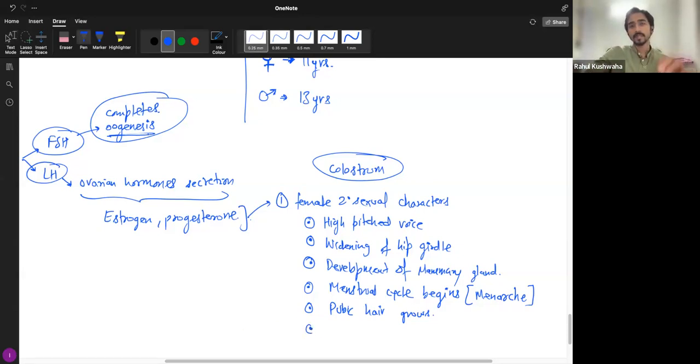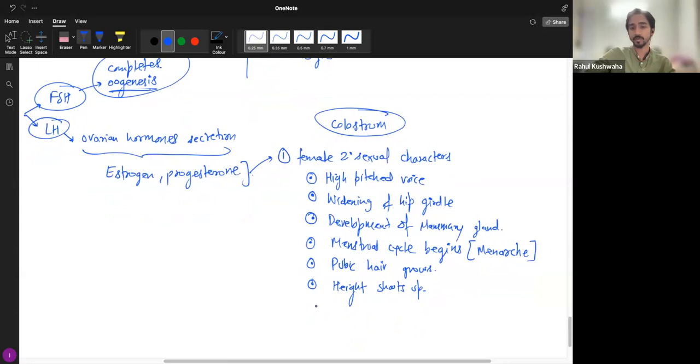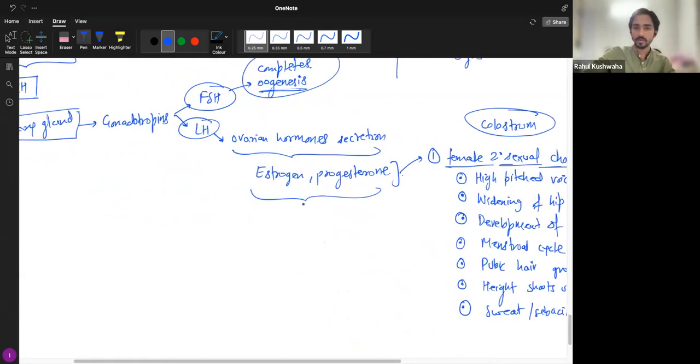Also, just to tell you, height shoots up. Okay. So there is a dramatic increase in height when kids reach puberty, both male and female. And also their sweat and sebaceous glands. You know what is sweat and sebaceous gland? Sebaceous gland is also called oil gland. So sweat and oil glands become more active. Okay. So these are all the changes that happen, which are secondary sexual characters in females. If I missed anything, I don't think I missed. Okay, cool. The second thing that estrogen and progesterone do is, because these are ovarian hormones, right?